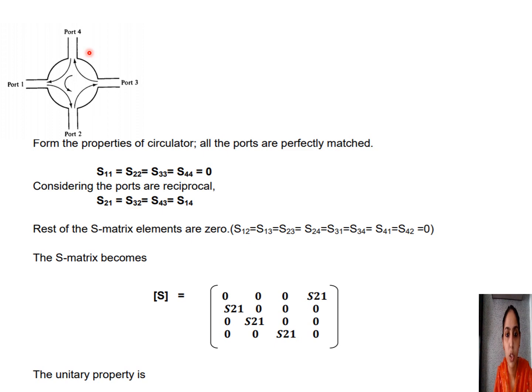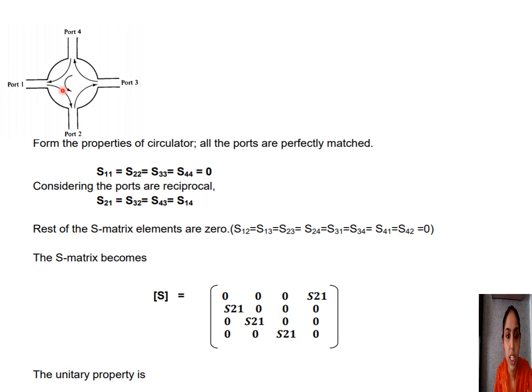Since it is a 4-port device, all the ports can be perfectly matched. We consider first of all the diagonal elements to be 0. We assume that there is no reflection at any of these 4 ports. Then whatever signal we apply at port 2 comes out at port 1, so we have S21. The other element, S12, will be 0 since the transmission is in one direction only.